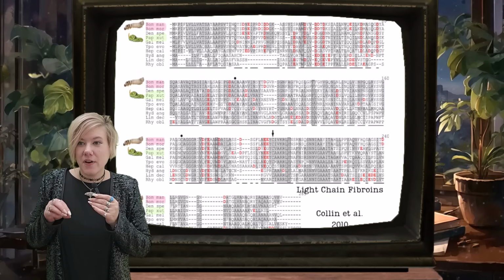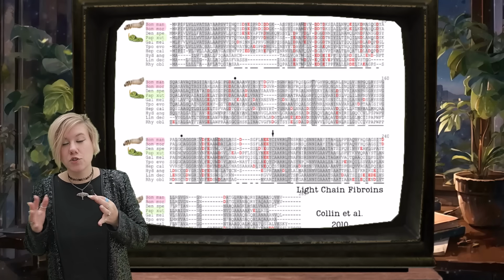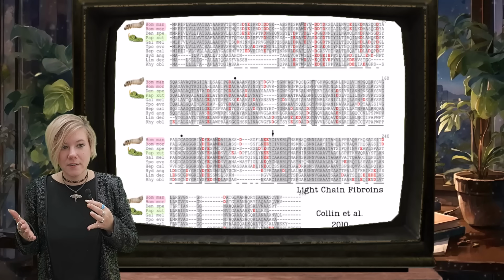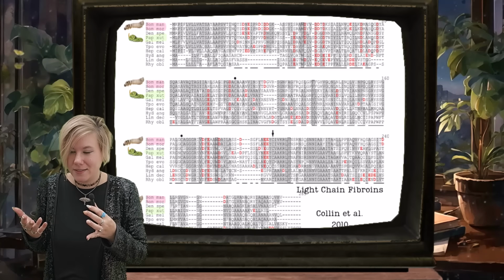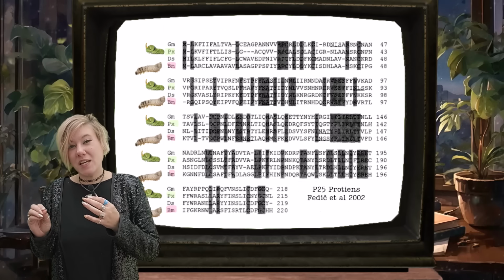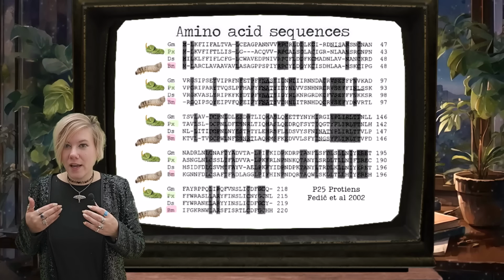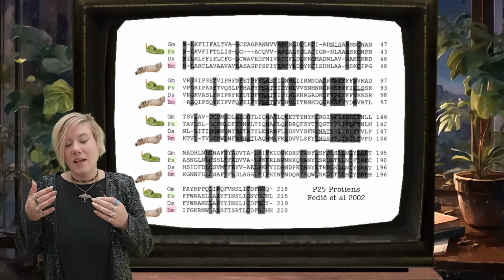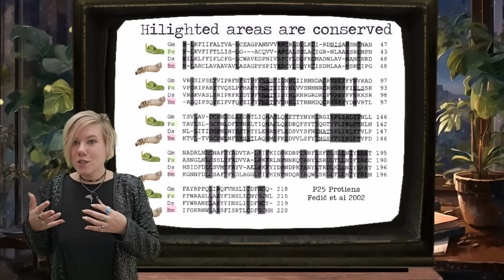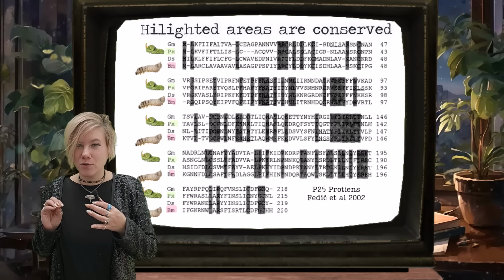Heavy chain fibroins and light chain fibroins are integral in the construction of the silk. So we would expect to see a lot of conservation in these areas because you need them to make silk. Another important core protein is the P25 proteins, but we find a lot more variation in these proteins within silk. And here we have, again, different species of caterpillar. And now you can really start seeing the differences that emerge when we start looking at these P25 proteins.